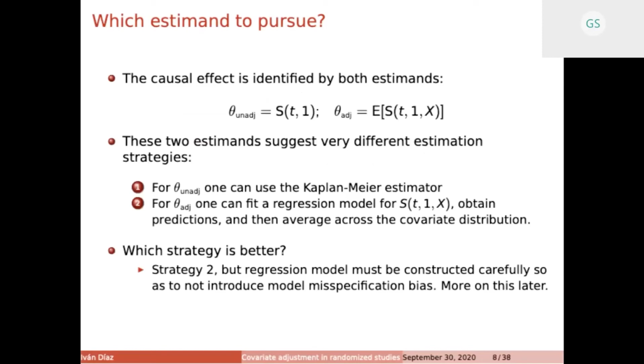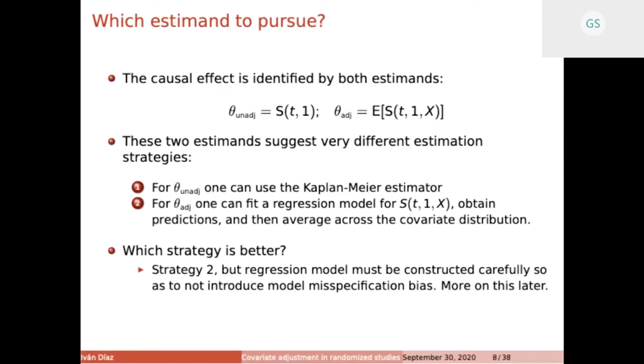What happens in randomized trials is that the causal effect is actually identified by both estimands. I showed you quickly the math for why these two numbers should be equal to each other in randomized trials. These two representations of the causal estimand suggest two very different estimation strategies. The first, for the unadjusted estimand, would be to use what we know as the Kaplan-Meier estimator. We know this is the non-parametric estimator, and it has good properties. It's unbiased, et cetera.